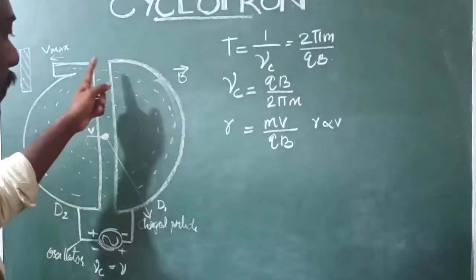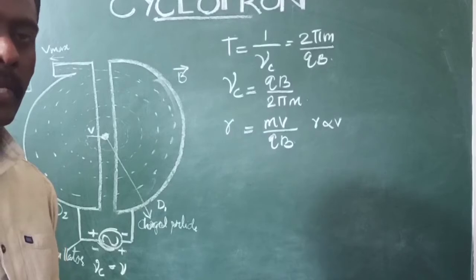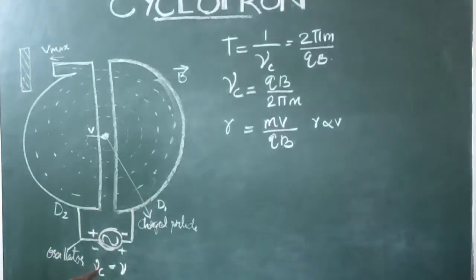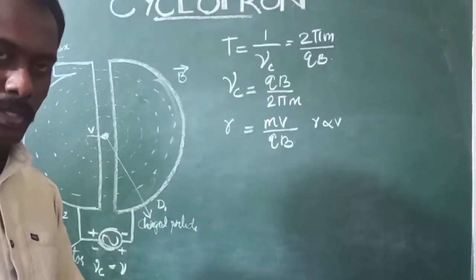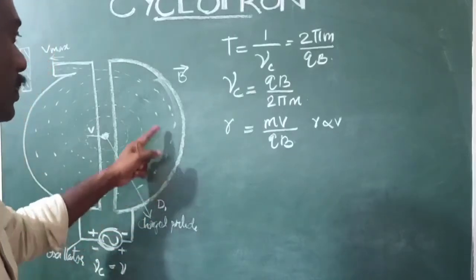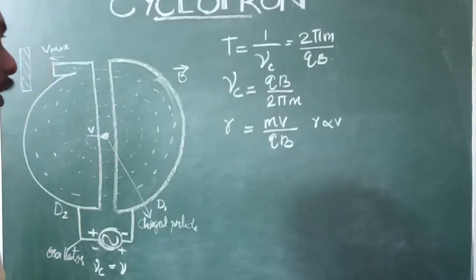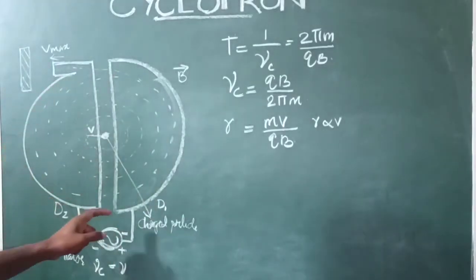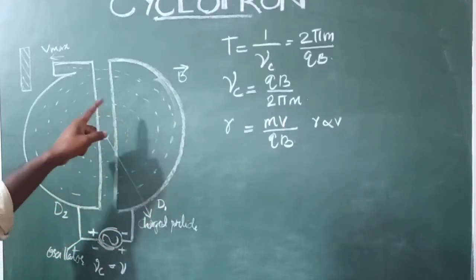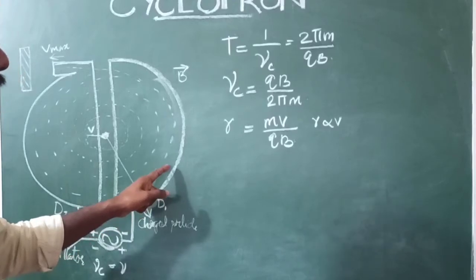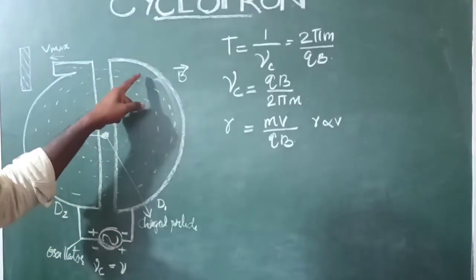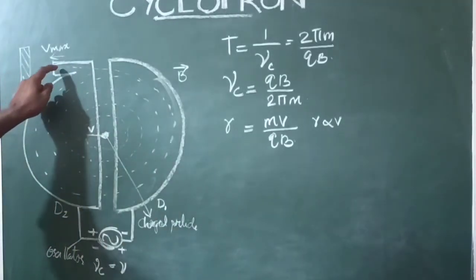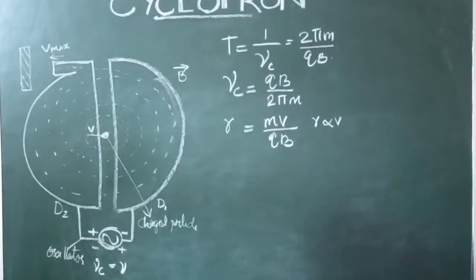So here the magnetic field is applied to maintain the circular path of the charged particles, and the electric field, applied with the help of the oscillator, is used to accelerate the particle continuously inside the cyclotron. As the charged particle moves and increases its speed, its radius increases, and finally when the radius of the charged particle is almost equal to the radius of the disc, it can be taken out through the structure to hit the target.